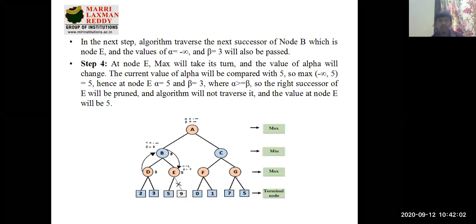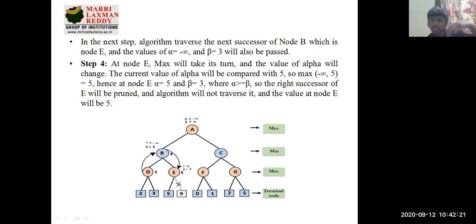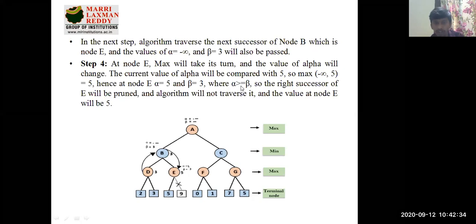So at node E, which is the maximum level, the maximum value will be taken and the value of alpha will change here. Why? Because the current value of alpha will be compared with 5. So the maximum of minus infinity and 5 is 5, because minus infinity is the lowest value. We need to take the maximum value. That is alpha is equal to 5 will be updated at this node called E. Where alpha is greater than or equal to beta, the right successor of E will be pruned.